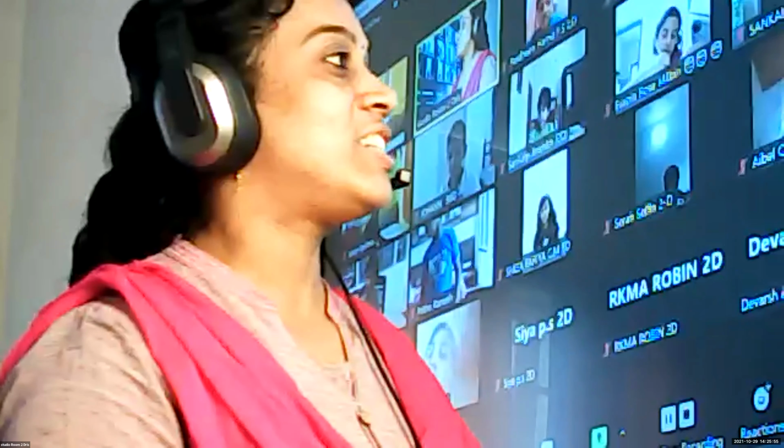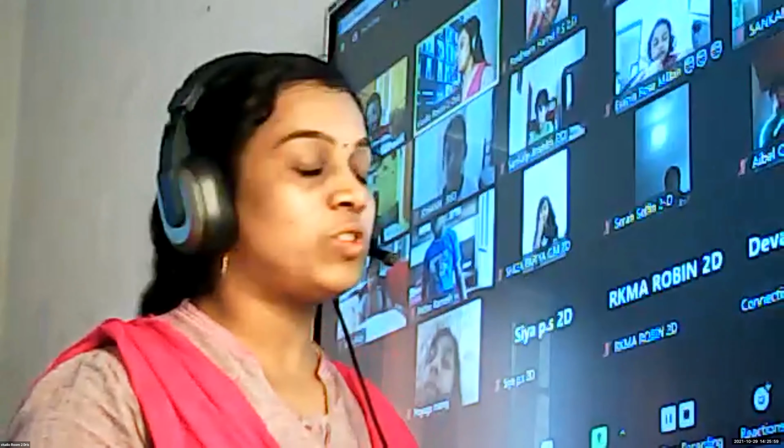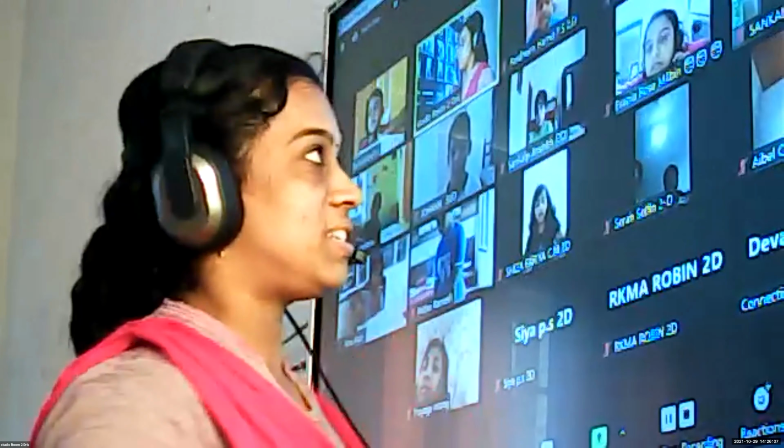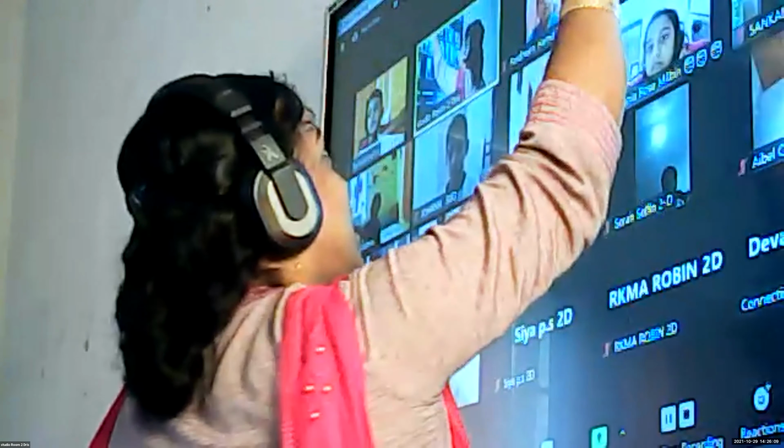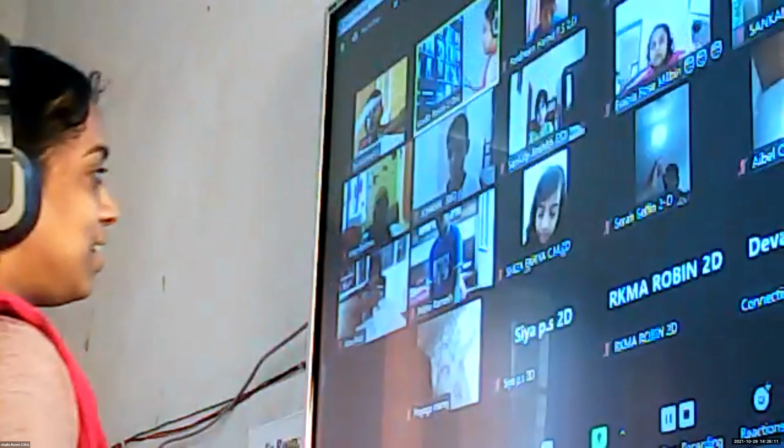Today we are going to study our addition chapter. We are going to study a new topic, that is addition properties. Maybe you already studied it in your first standard, isn't it? Addition properties. So today we are going to study addition properties.